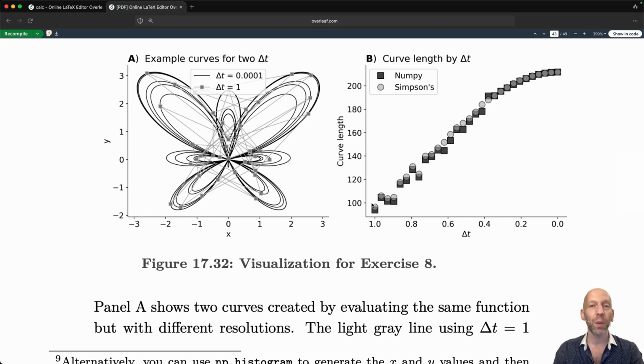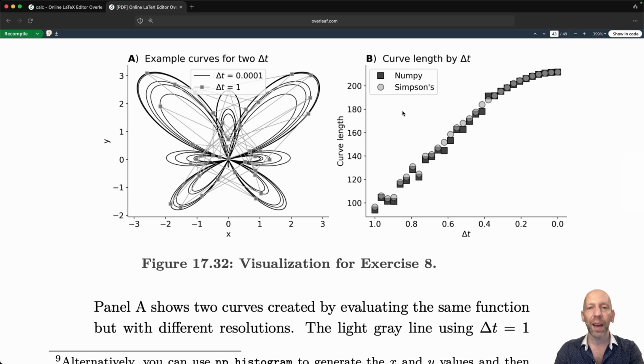It's more than a twofold increase in measured length from the largest delta t, which is this really coarse evaluation of this function, to the finest delta t that I chose to simulate here. So we go from, I don't know what this is, 90 something to 212 or whatever. So more than a twofold increase in apparent length of this function, depending on how finely we resolve the evaluation of this function. I will have some interesting interpretations to make about that after showing you the Python code.